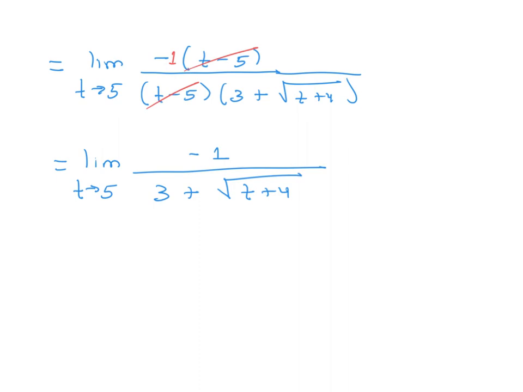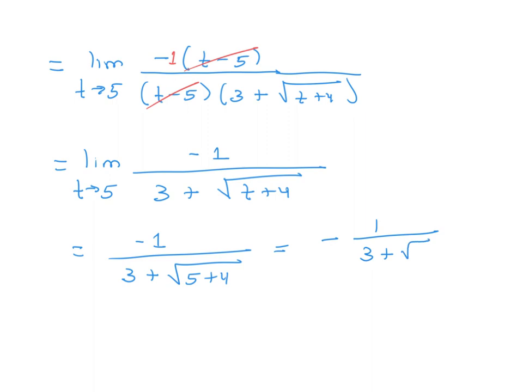We're not going to divide by 0. We'll get an actual value. So I'll put 5 right there. This limit is equal to negative 1 divided by 3 plus the square root of 5 plus 4, which is really negative 1 over, we can just put the negative in front of the whole fraction. That's 3 plus the square root of 9, which is negative 1 over, well, that's really 3 plus 3, and we have our answer of negative 1 over 6.